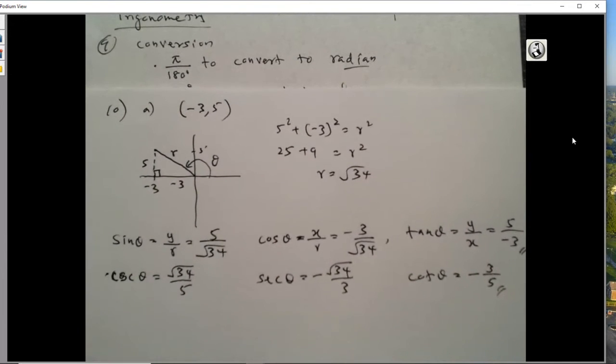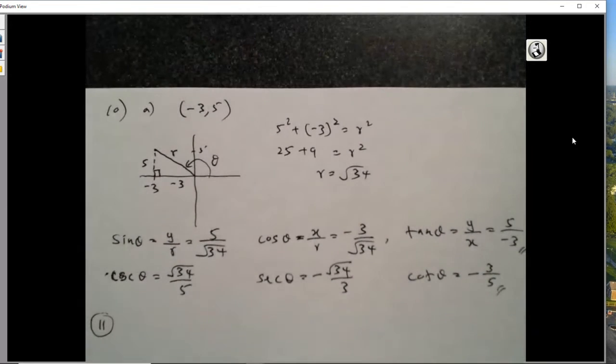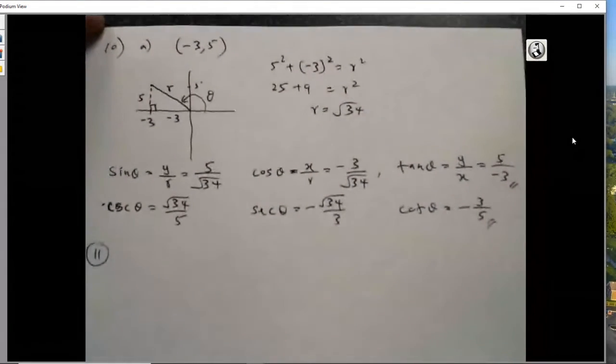Very simple. You have to remember the definitions of sine, cosine, tangent. Sine means y over r, cosine means x over r, tan means y over x, and then flip over to get the other ones, right? Good. So let's go to question number 11. We have 6 more to go. We are done with 10 questions.